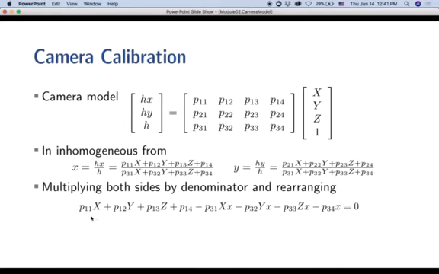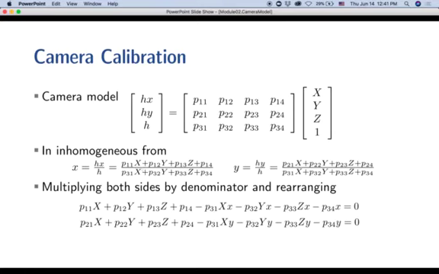Okay, how come I get this for x? Just verify. p11x plus p12y plus p13z plus p14 minus p31 X small x, because it was on that side and I bring it here, so it's minus, right? And then p32 Y small x and p33 Z small x and p34 small x equal to 0. So it's just a rearrangement of this equation by getting rid of the denominator. And the second one is this.